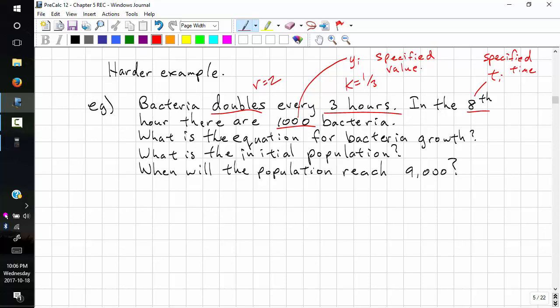And then we have our questions. What is the equation for the bacteria growth? What is the initial population? When will the population reach 9,000? Another way of saying the initial population is at t equals 0. Okay, so it's easy to write our equation now that we've picked off our values. y of t equals 1,000, and our R is 2, and our K is 1/3, and we have t minus T_i, which is 8.